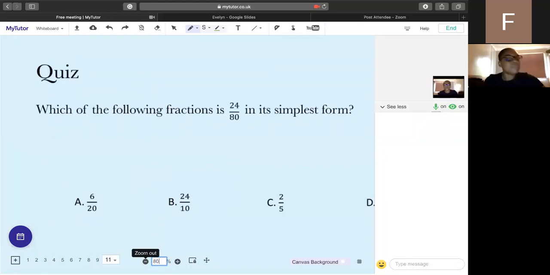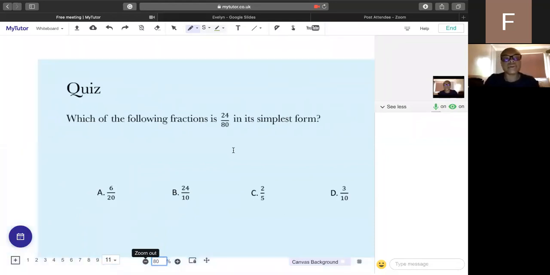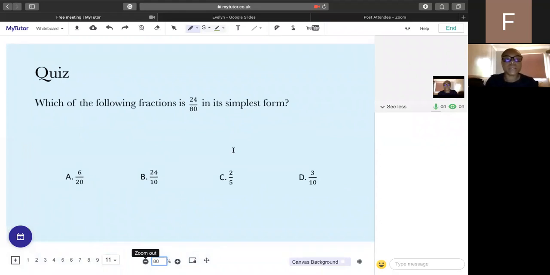So before we move on, let's go through a quick quiz. So which of the following fractions is 24 over 80 in its simplest form? So is it A, 6 over 20? Is it B, 24 over 10? Is it C, 2 over 5? Or is it D, 3 over 10?